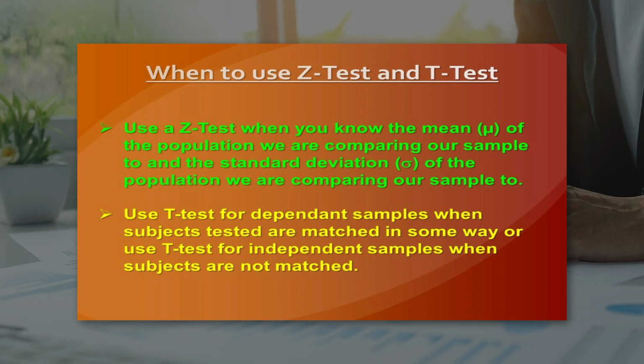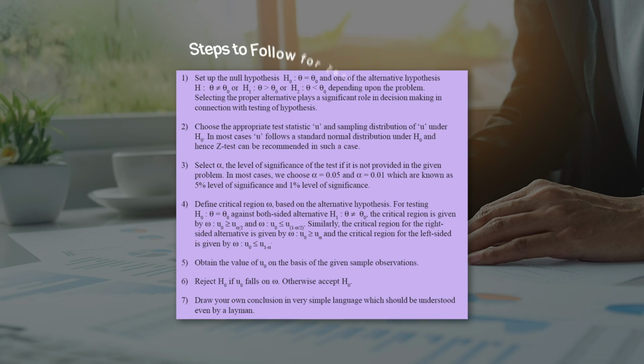So we are going to use the t-test for dependent samples when the subjects tested are matched in some way, or use the t-test for independent samples when subjects are not matched. So there are certain steps to follow for testing a hypothesis.